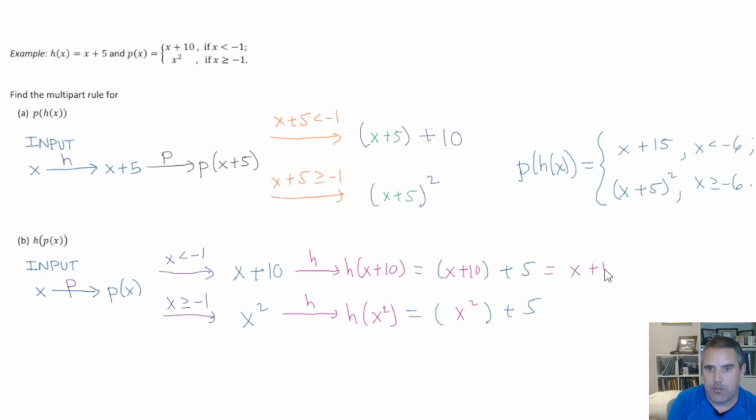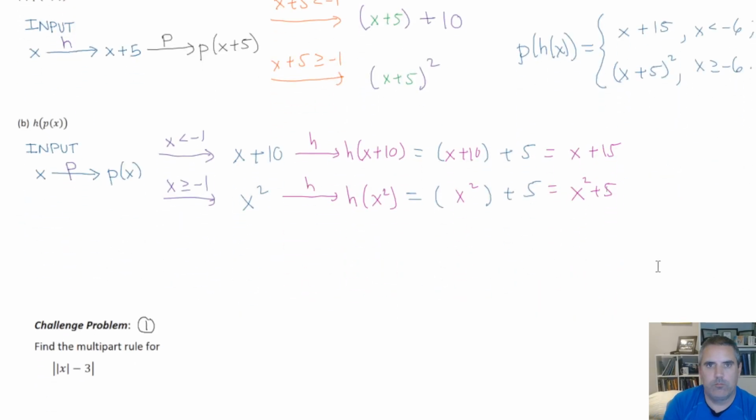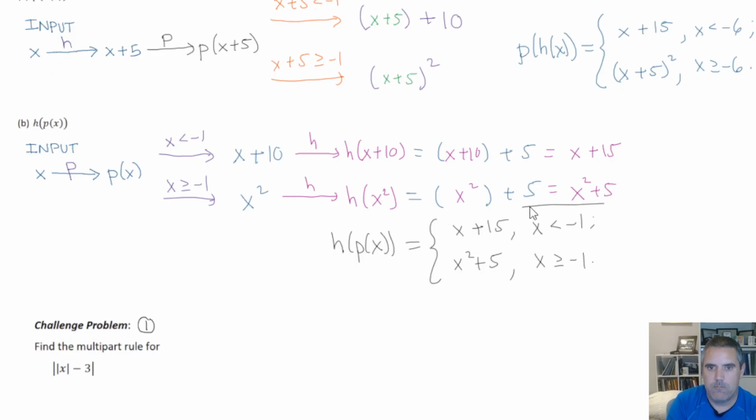This gives me x plus 15. Sort of a coincidence that that matches. This gives me x squared plus 5. And now we're done. So we can summarize what that function is. I'm going to go just a little bit higher and say h of p of x is the following. It's x plus 15, x squared plus 5. And what are the branch points? Well, we can see them. X is less than -1. X is greater or equal to -1. Done.